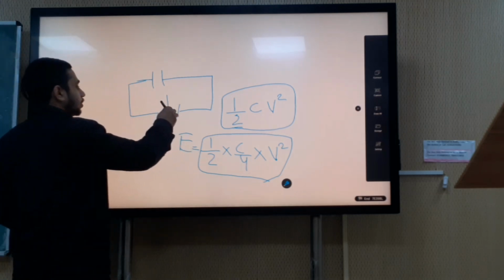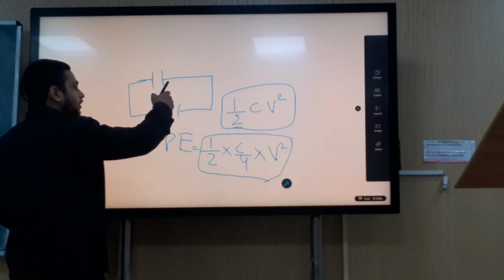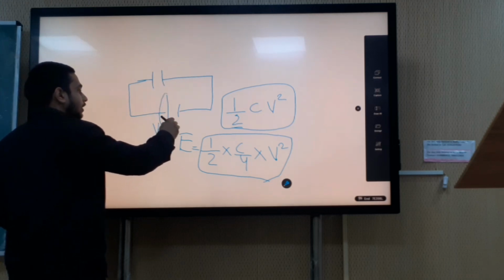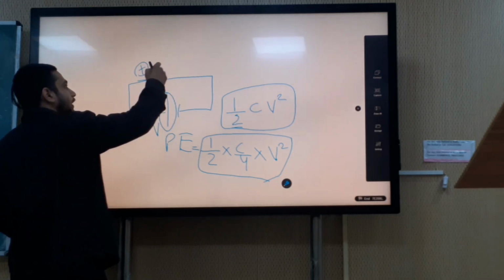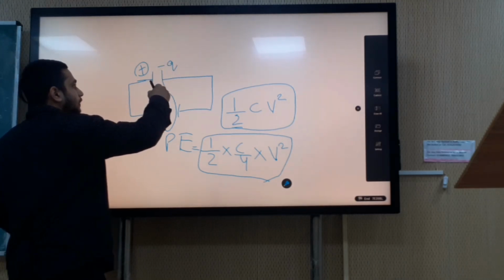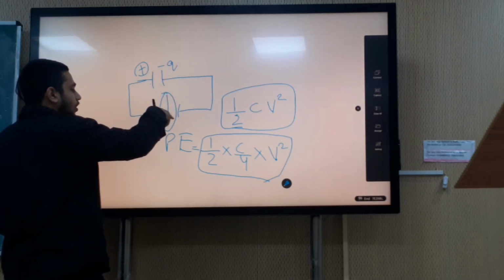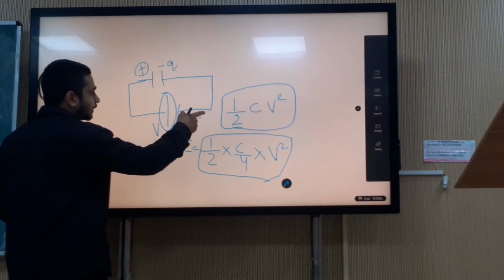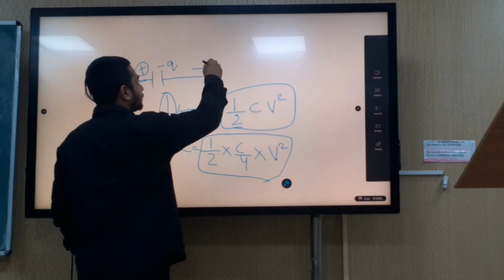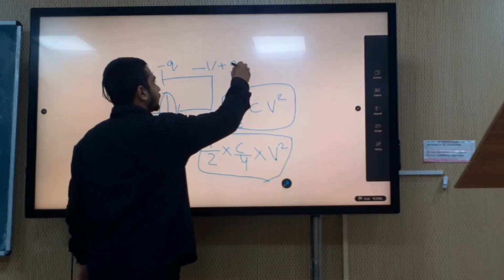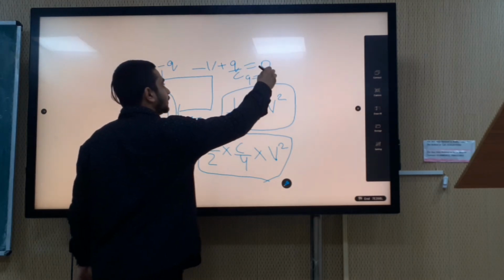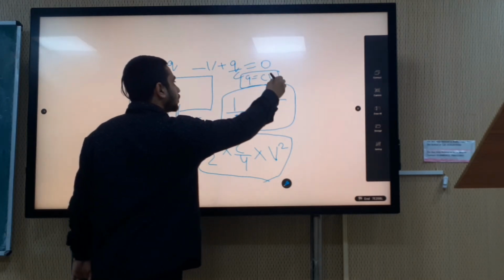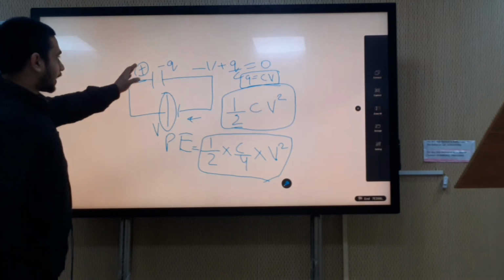And one more thing we have to remember: if it is connected to the positive terminal, then the positive sign will come on this plate and the negative on this plate. So how will we write it? From here we will come, so minus V plus Q by C is equal to 0. Q is equal to CV. Like this we write the equation.